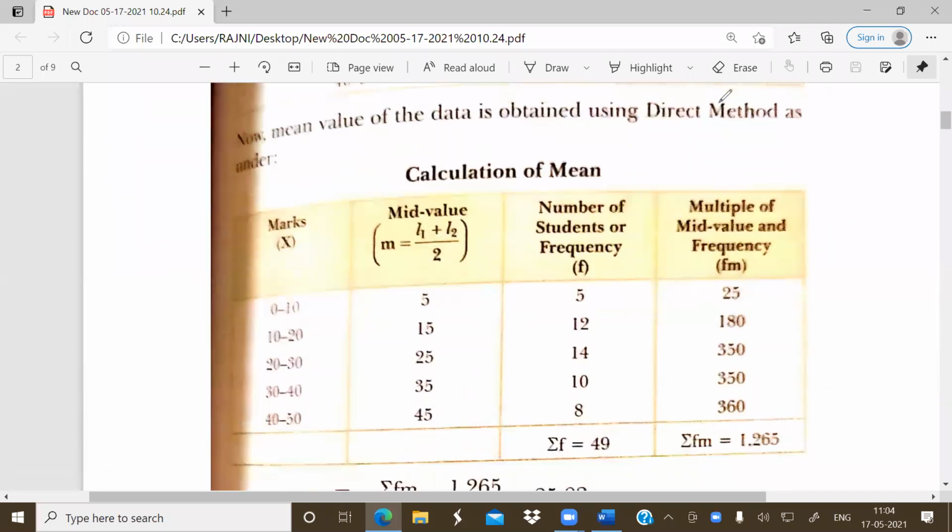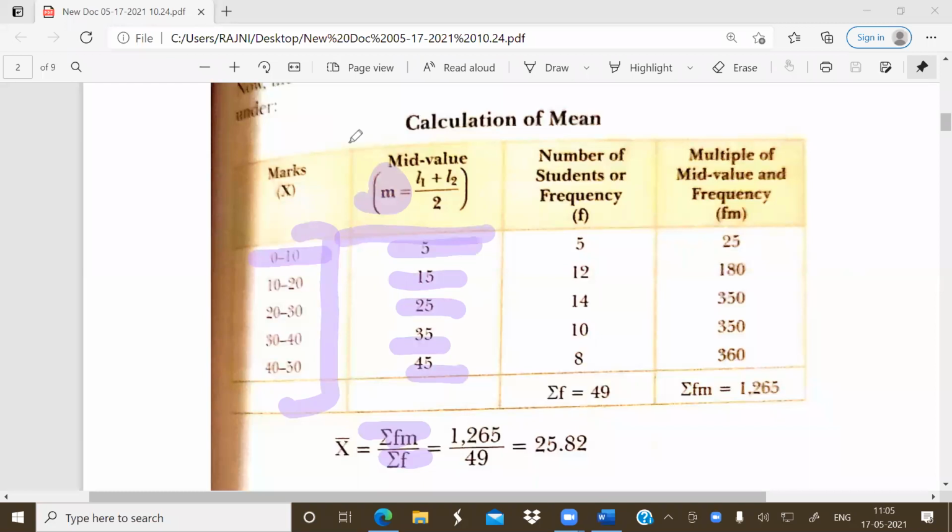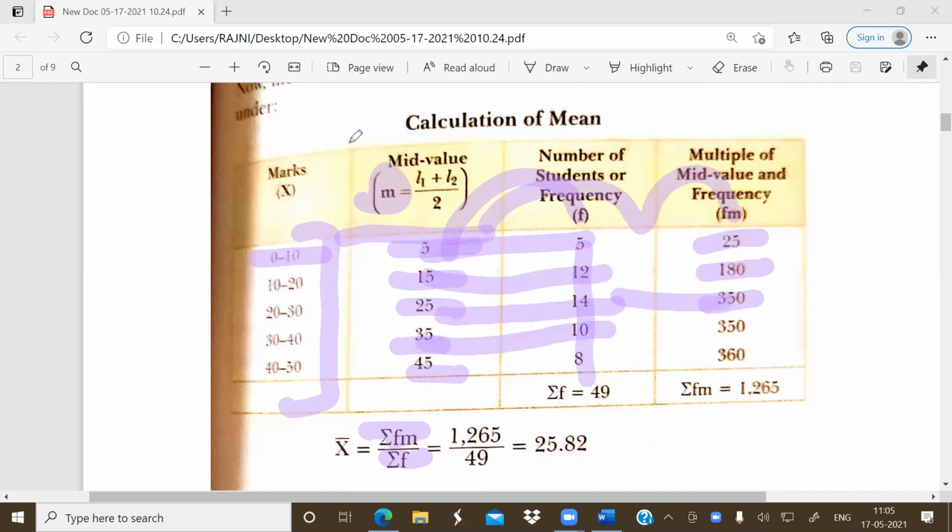Okay, after that the same method will be used in order to calculate the mean. Here we are using the direct method. So what is the formula of the direct method? Sum of fm divided by sum of f. So these are the class intervals. Firstly we will find the mid value, lower limit plus upper limit divided by 2. After that, the mid value will be multiplied by the original frequency: 5 into 5, 25; 15 into 12, 180; 25 into 14, 350; 35 into 10, 350; 45 into 8, 360.